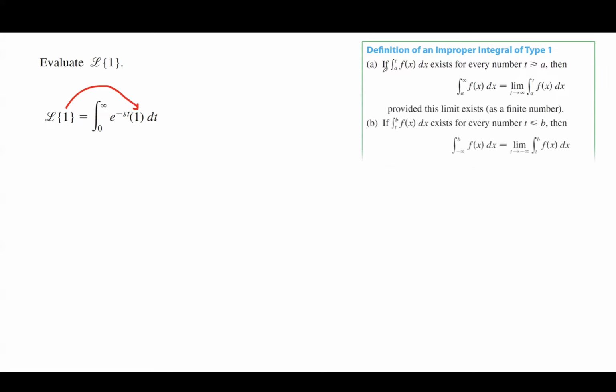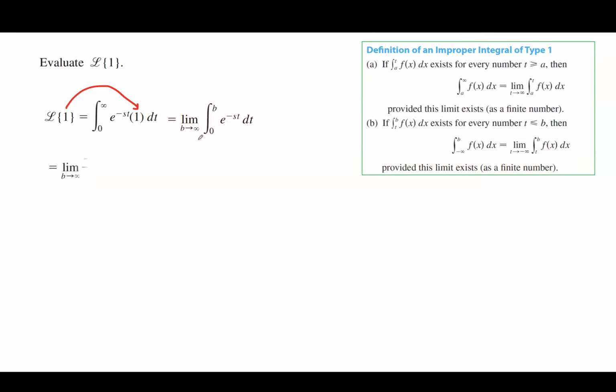The improper integral from a to infinity of f of x dx is defined as the limit of the definite integral from a to t of f of x dx as t goes to infinity, provided that this limit exists. So the Laplace transform of 1 can be written as the limit of the proper, or definite, integral from 0 to b of e to power negative st dt as b goes to infinity.